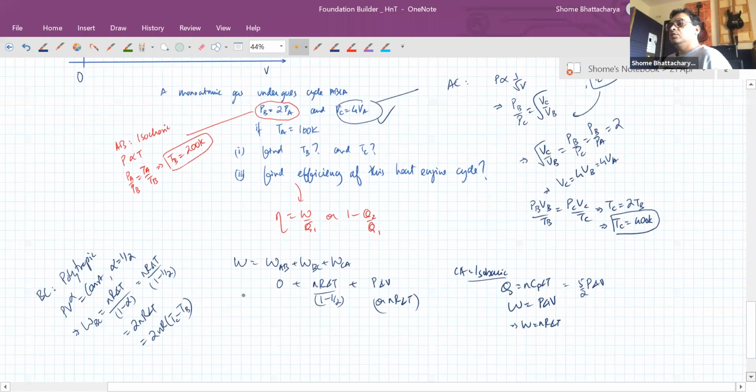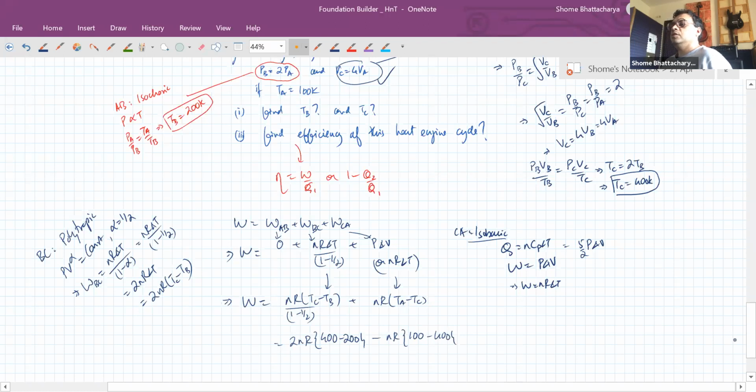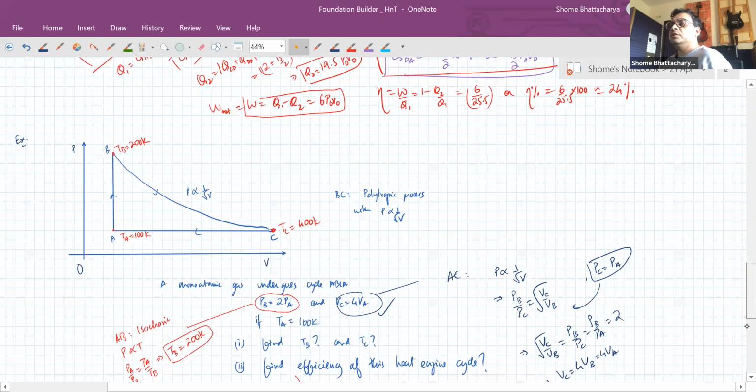So now let's put together this information. So W for the cycle is going to become NR upon 1 minus half, that we have, into Tc minus Tb plus NR into Ta minus Tc. So 2 times NR. Now, if you remember, the temperatures are 400 and 200. And here the temperatures are 100, 400. Temperatures at A, B, C, you can see, are 100, 200, and 400.